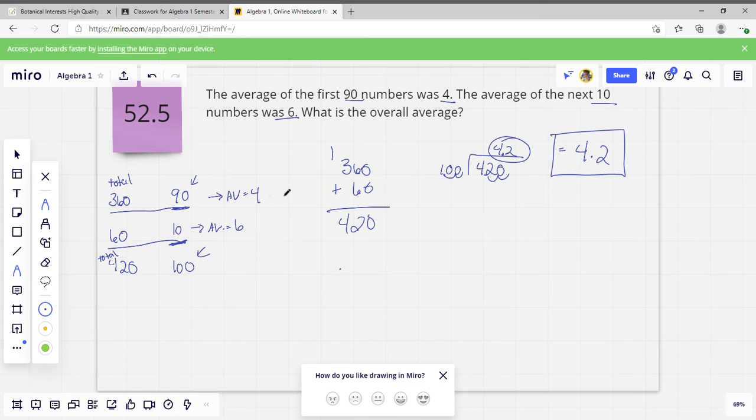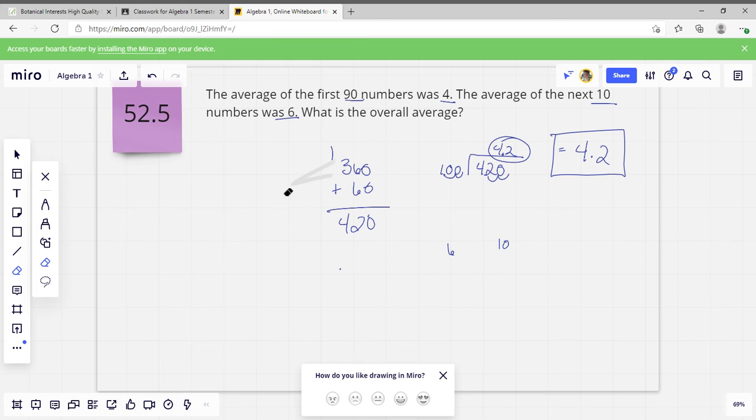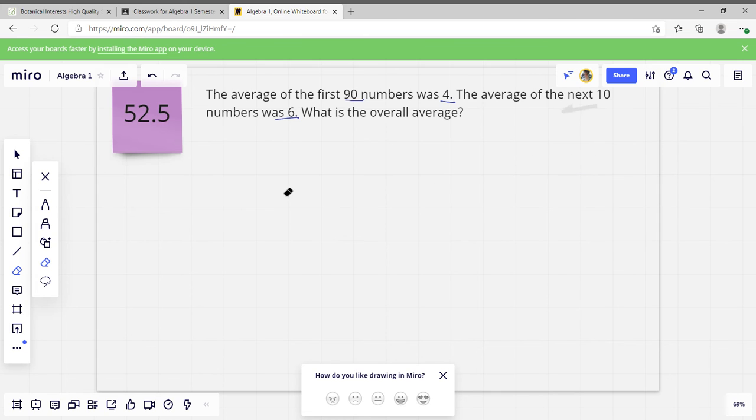If we average between 6 and 4, we said 6 and 4 is 10, and we divide it by 2, we get 5, and that wouldn't be right. All right, so the steps for solving these, I'm going to go back over this one more time just to make sure you guys know what to do. We're going to multiply each average times the amount of numbers for that average first. All right, so first we're going to multiply. So this is 90 numbers times 4, okay?